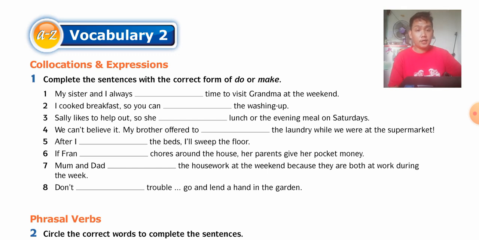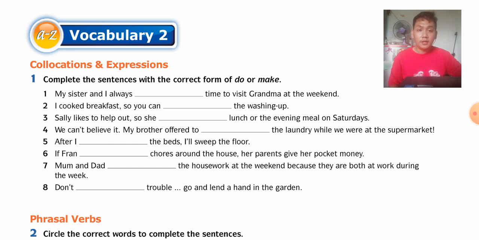So let's get started. Vocabulary 2 on page 10, collocations and expressions. For the first task, the instructions require you to complete the sentences with the correct form of do or make. Alright, you have to choose whether to fill in the blanks using only do or make. I'm going to give you an example.